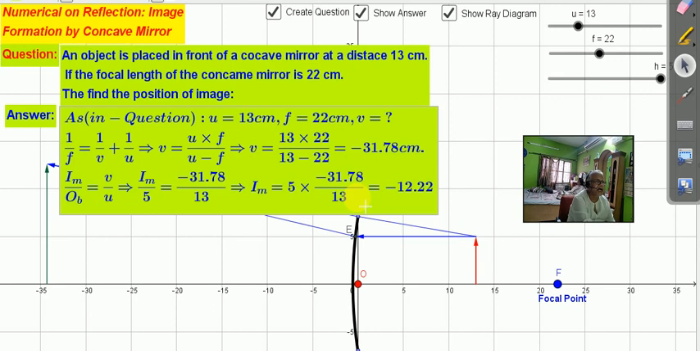I will do some numericals on convex mirror also. So this way you can solve the numerical.